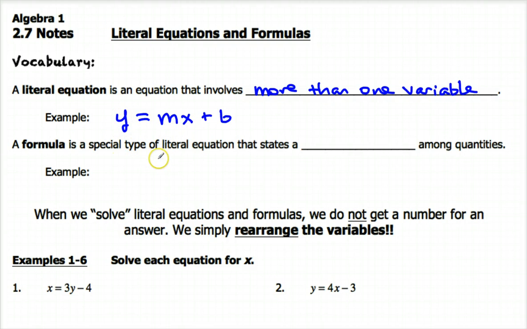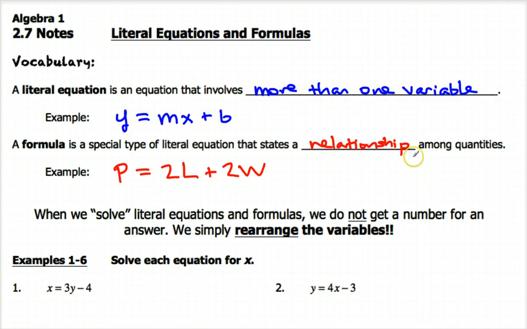A formula is a special type of literal equation that states a relationship among quantities. And oftentimes you'll find formulas in a physics class or a geometry class. One formula you should all know at this point is P equals 2L plus 2W, which is the formula for the perimeter of a rectangle. Perimeter equals 2 times length plus 2 times width. That's an example of a relationship among the quantities. It says if you take twice the length plus twice the width of any rectangle and add them together, then you get the perimeter.